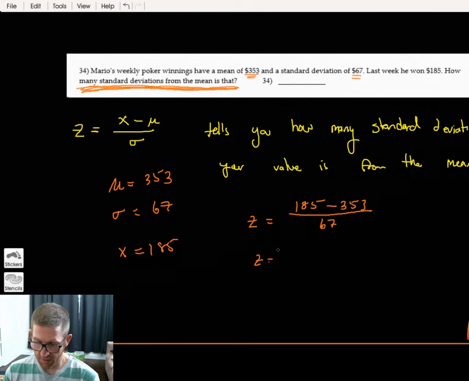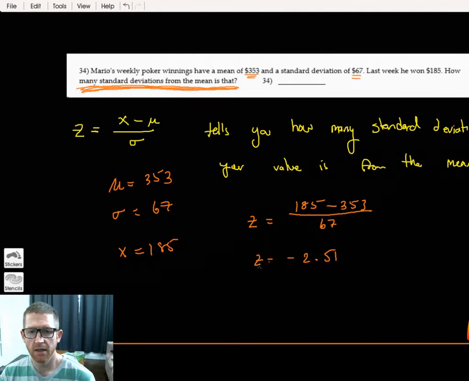185 minus 353, that gives you a difference of 168, but it's negative. Divide that by 67, and the z-score would be negative 2.51507, and so on. So about negative 2.5. So relatively, that's 2.5 standard deviations below the mean.